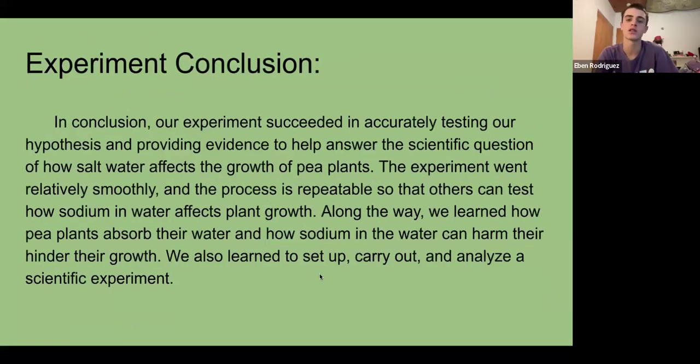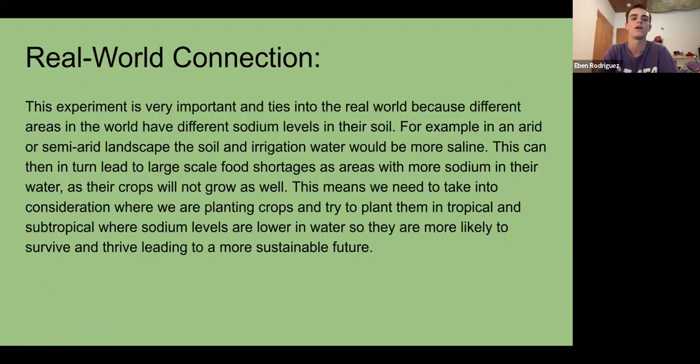In conclusion, our experiment succeeded in accurately testing our hypothesis by providing evidence to help answer our scientific question. The experiment went relatively smoothly, and the process is very repeatable. Along the way, we learned about pea plants, their anatomy, how they absorb their water, and how sodium can affect their growth. We also learned how to set up, carry out, and analyze a scientific experiment.